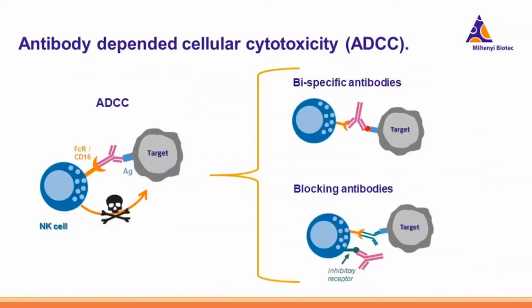And you see here also the ADCC, this antibody-dependent cellular cytotoxicity caused by NK cells, can work in different ways. Normally you have your antibody binding against the tumor antigen, and then the Fc receptor of the NK cell binds to the Fc part of the antibody, which then leads to the killing of the tumor cell. But this can also be done with bispecific antibodies, and blocking antibodies are also important, which block the inhibitory receptors of NK cells so that they can work and kill the tumor cell.